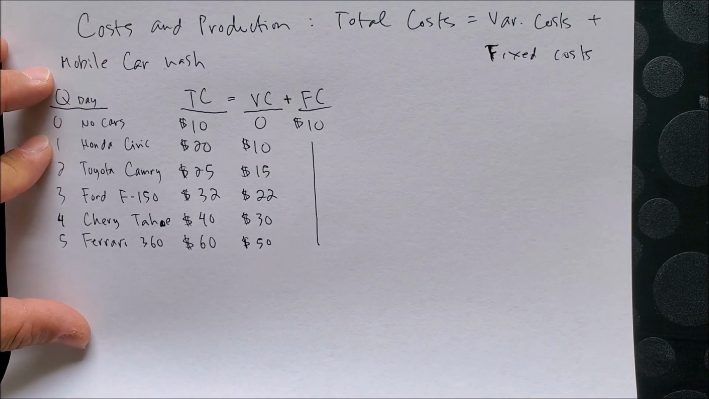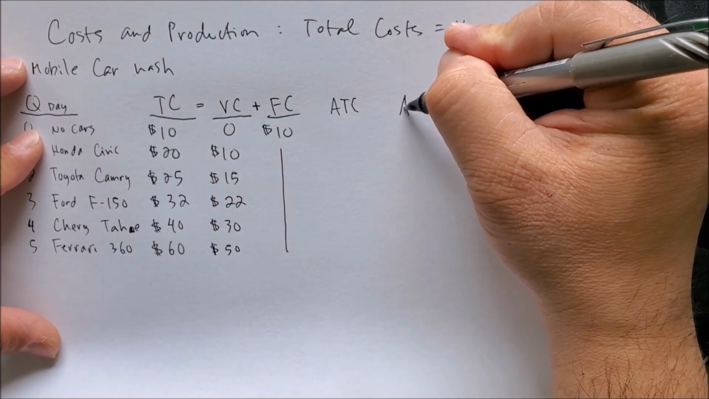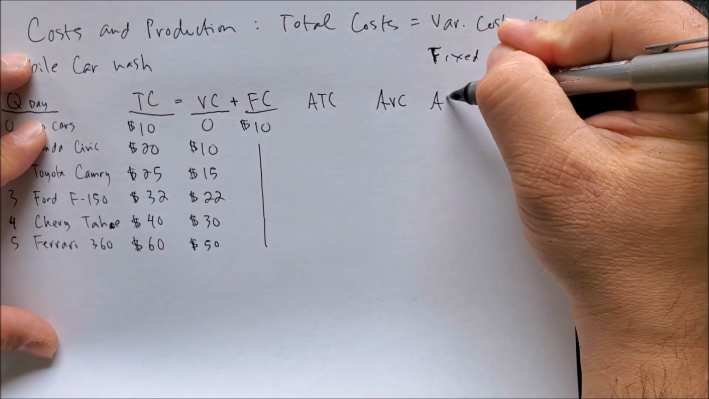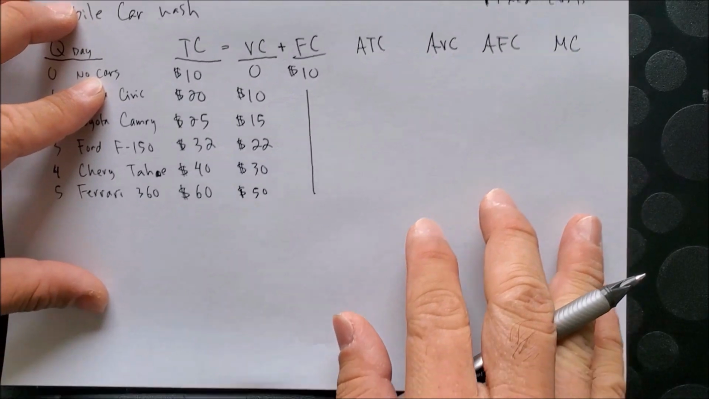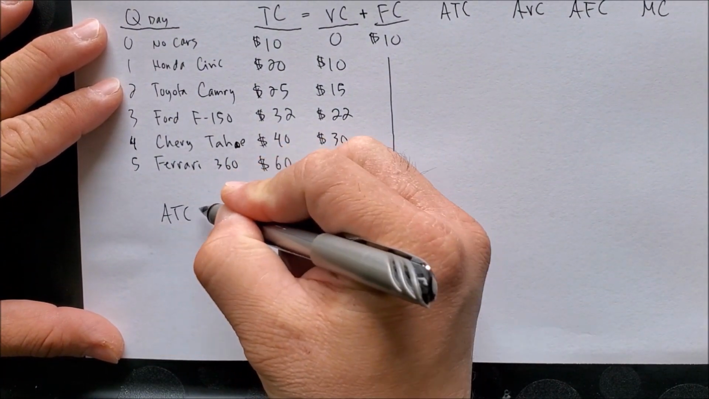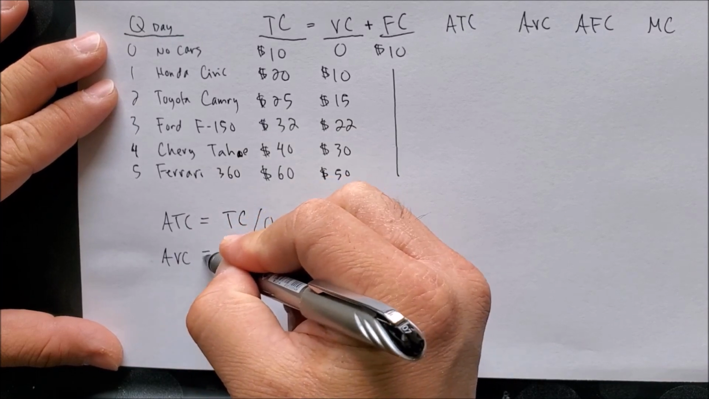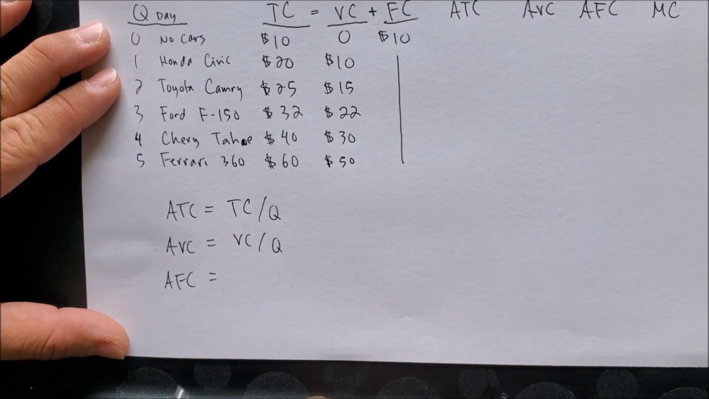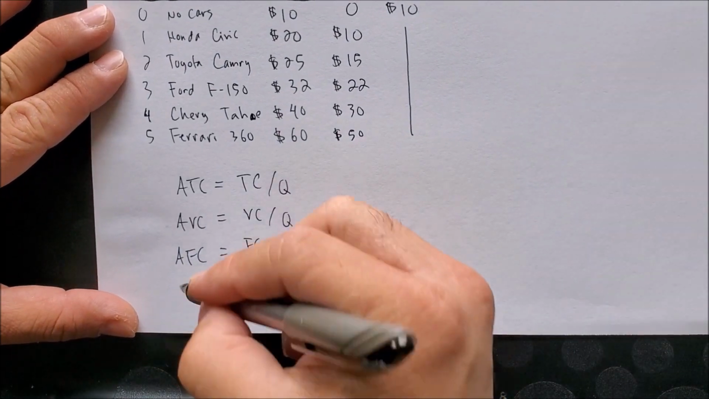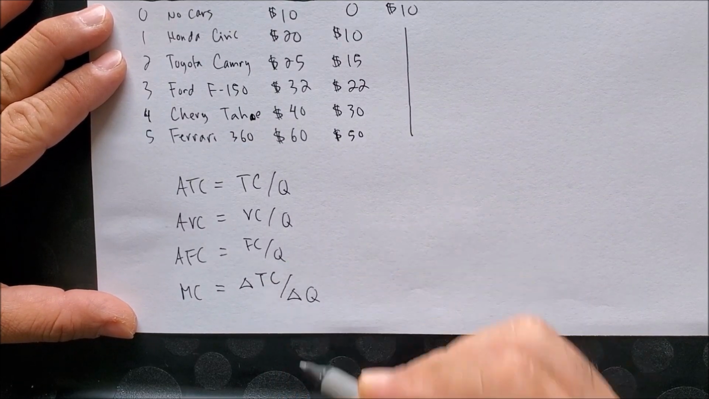Now we want to find the average cost of your small business. To do that, we need to know the average total cost, the average variable cost, the average fixed cost, and the marginal cost of the business. To find the last four columns, average total cost will simply be the total cost over the quantity. For average variable cost, it's the variable cost over quantity. For the average fixed cost, it's the fixed cost over quantity. And for the marginal cost, it's the change in total cost over the change in quantity.